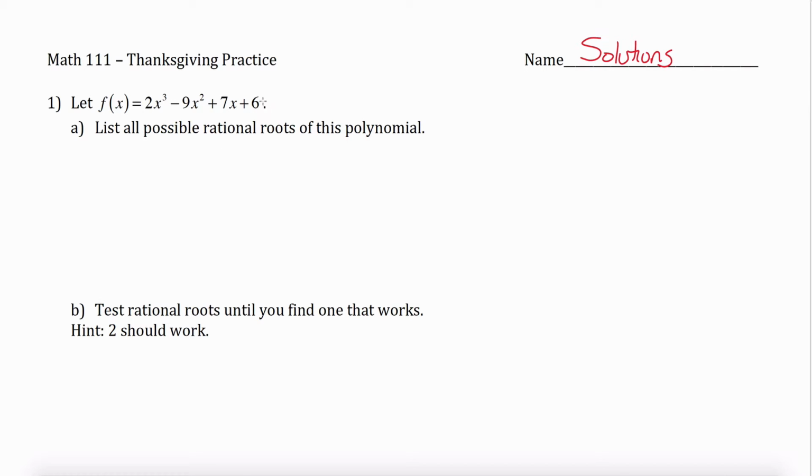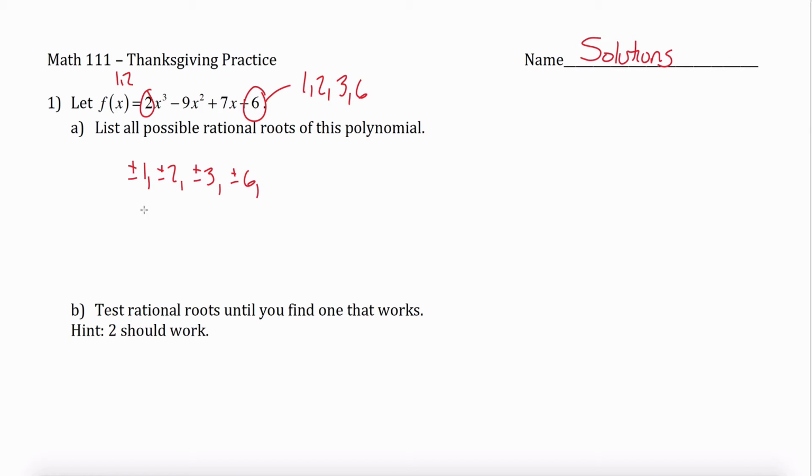So in this case, it's a factor of 6. The factors here are 1, 2, 3, and 6, divided by a factor of 2, so 1 or 2. So 1 divided by 1 would give me 1. 2 divided by 1 would give me 2. 3 divided by 1 would give me 3. 6 divided by 1 would give me 6. And then I can take each of these four numbers and divide them by 2.